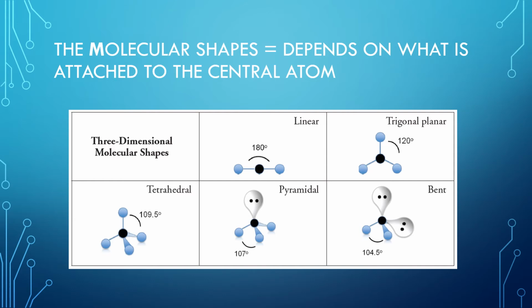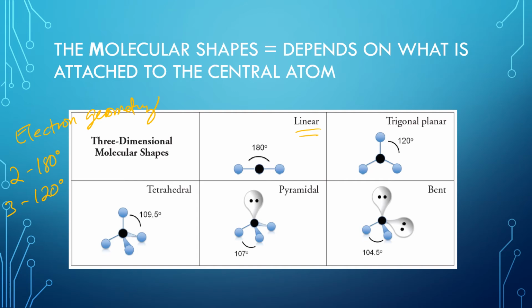Just so you know, for the electron geometry, you're going to have certain degrees associated with them. So if you have a linear shape, so you have 2 domains, it's 180 degrees. So it's kind of like what you see here. If it's 3 domains, it's 120 degrees.